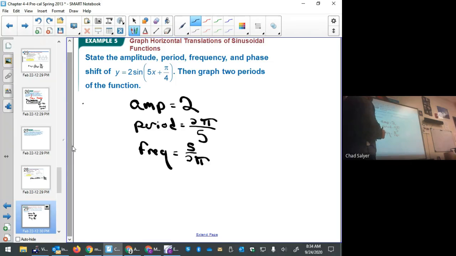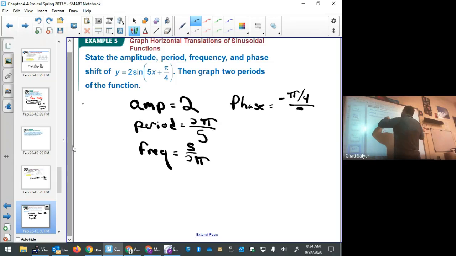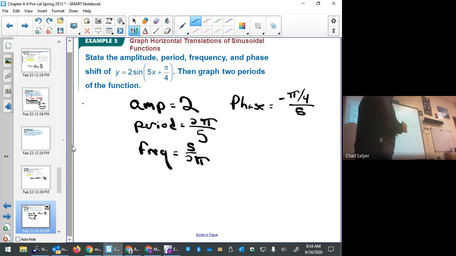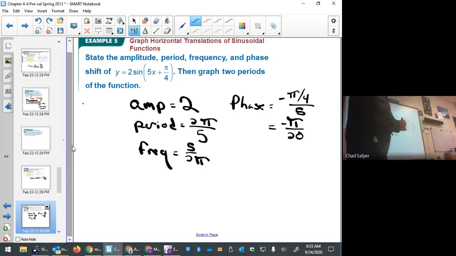And then the phase shift. So the phase shift is going to be negative c over the absolute value of b. So that's negative pi over 4 divided by 5, which is going to be negative pi over 20. Multiply top and bottom by 4 here to get this result.